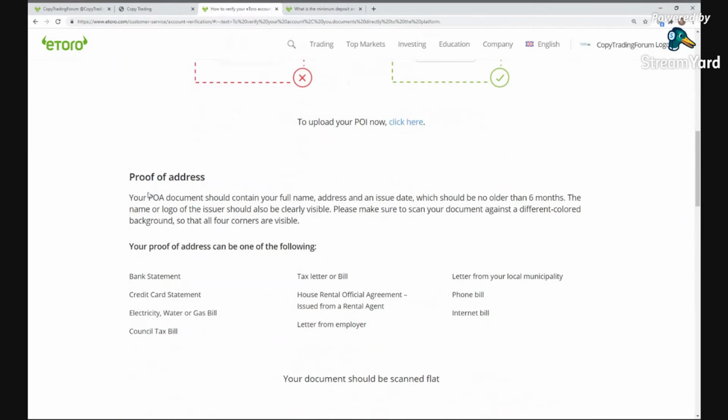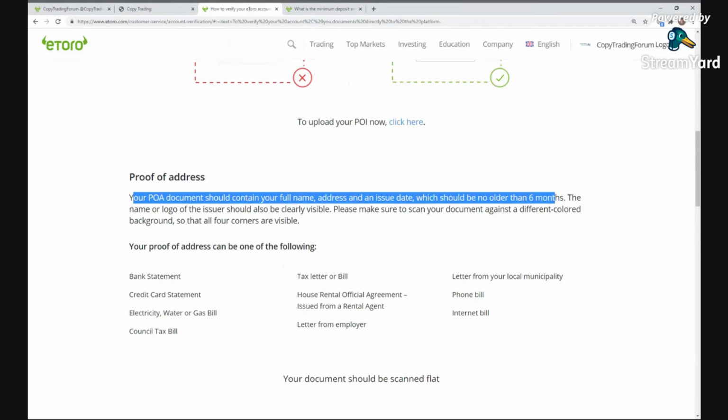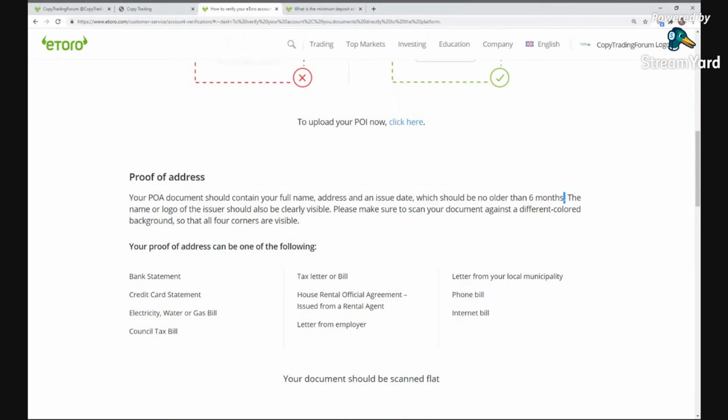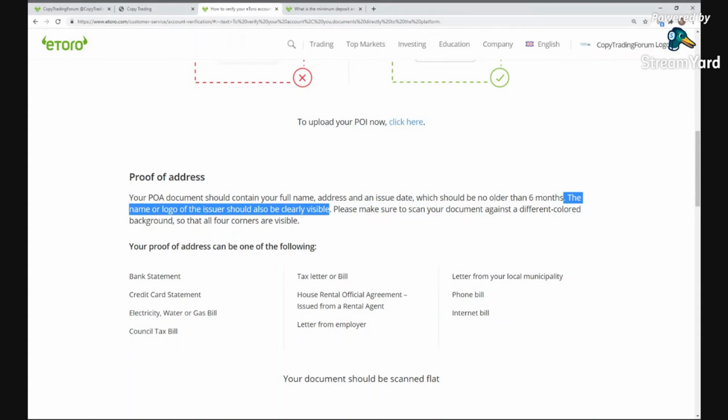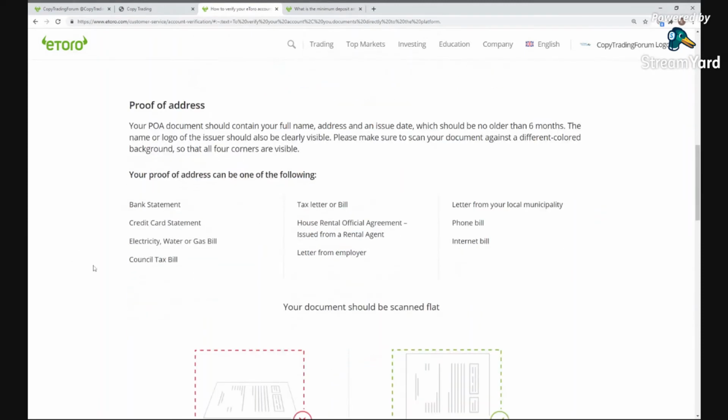And then proof of address. With this, you need a proof of address which contains the full name that you used in registration, your address, and issue date, and it should be no older than 6 months. The logo and the name of the issuer should also be clearly visible. Please make sure to scan your documents against a colored background so all four corners are visible. You can take a picture on your phone.